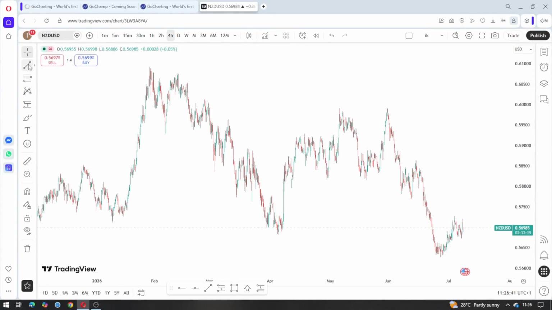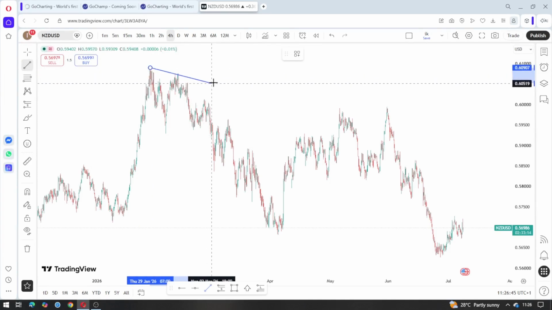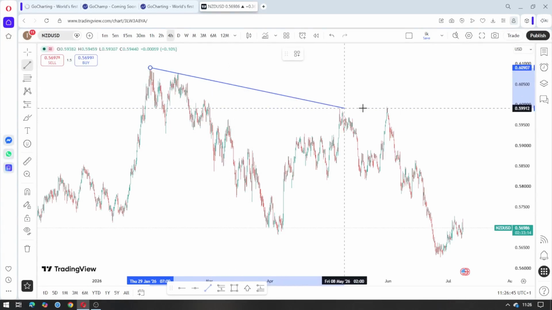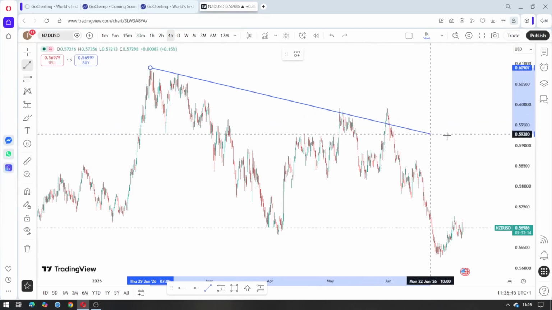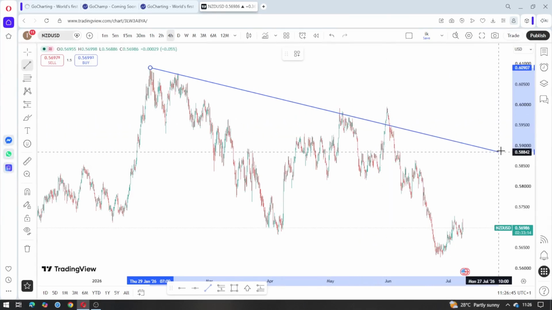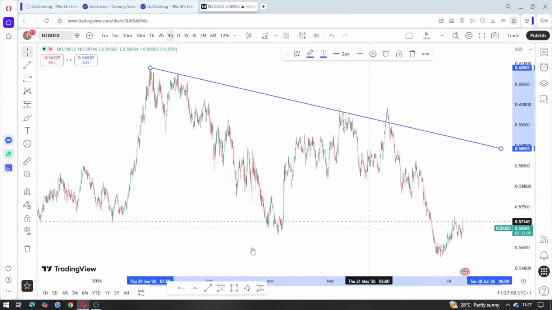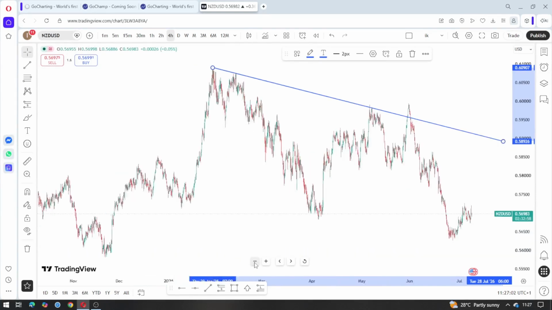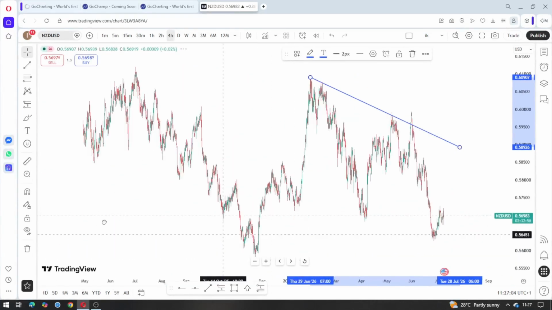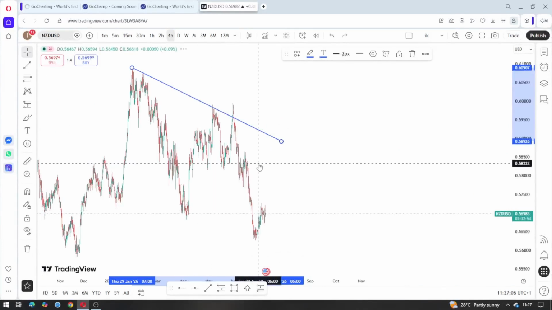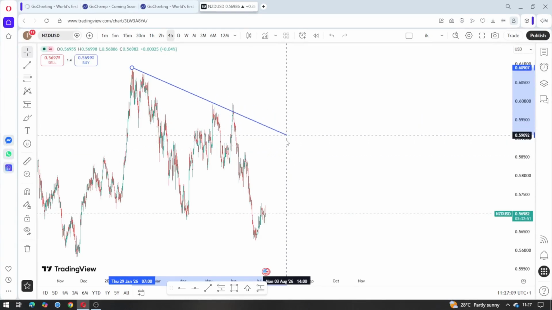So I want to take the two highs. Normally, what I will do is, from the first one, let it touch the high of the second one, and then I extend it. I don't care about any other one, just extending it. I've done that. Let me extend it properly, making sure that it's touching properly.